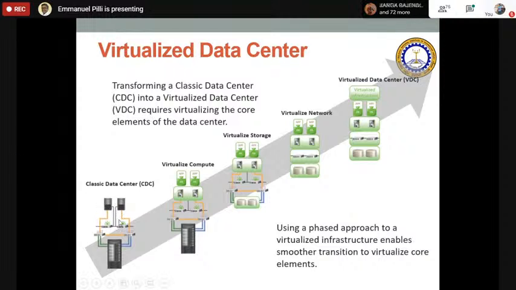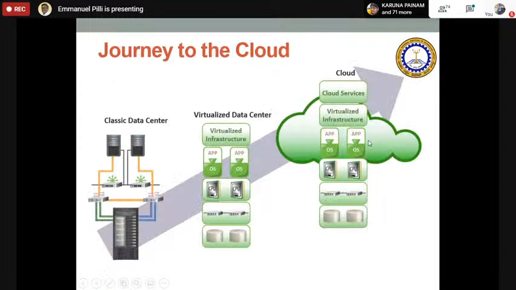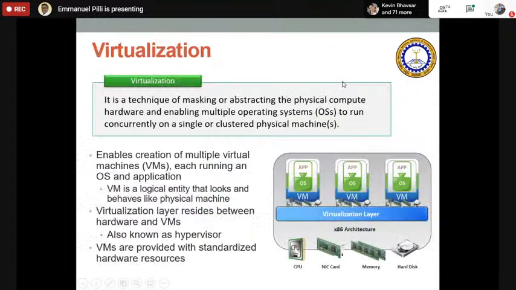So as you see, the classic data center is virtualized to create a virtualized data center. The compute is virtualized, the storage is virtualized, the network is virtualized. Finally, you get a virtualized data center. On top of that, you put cloud services, it becomes the cloud. So that is the journey to cloud.